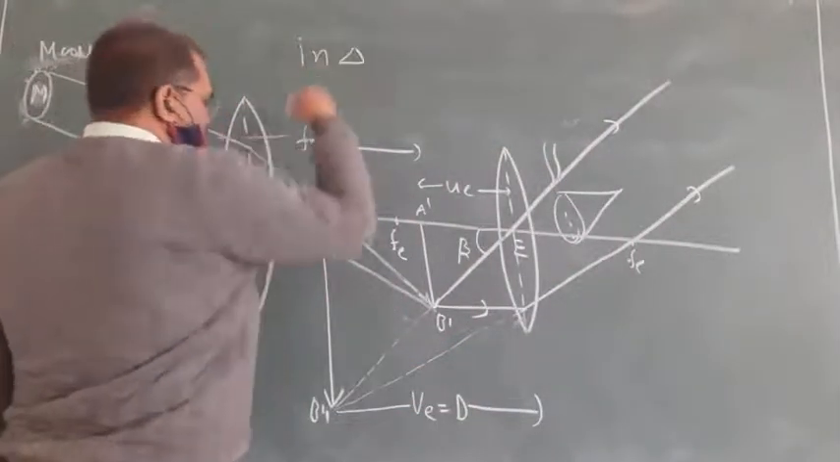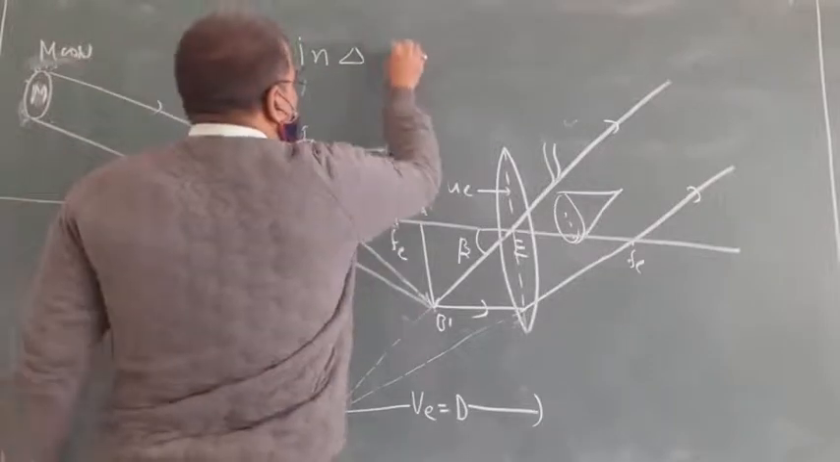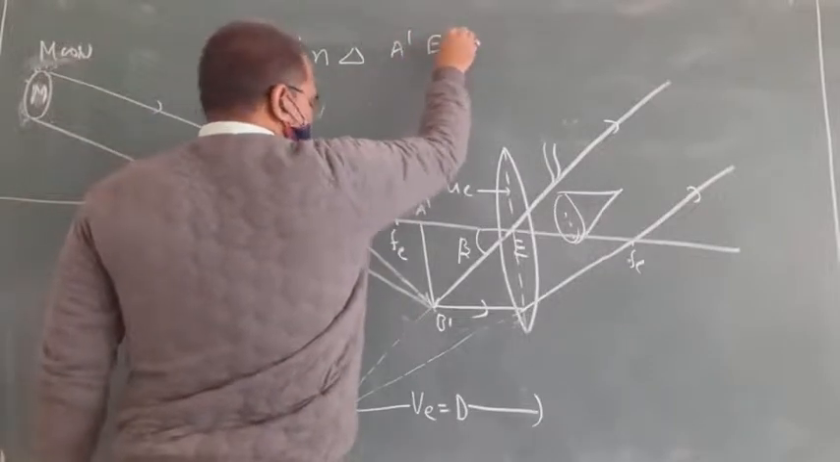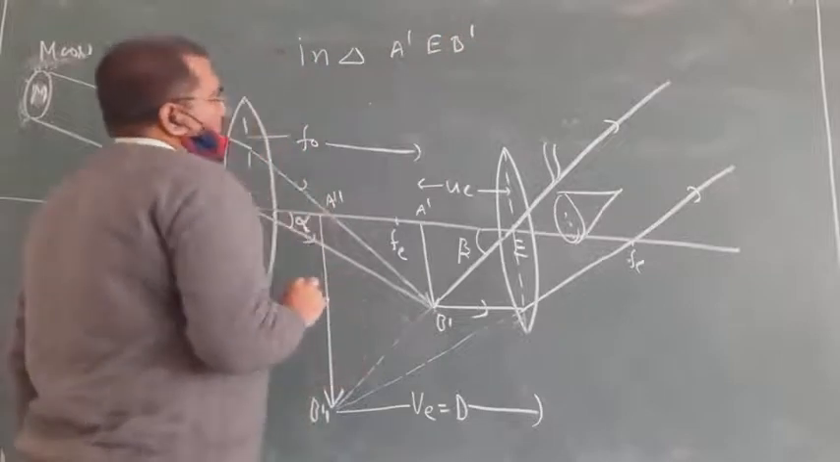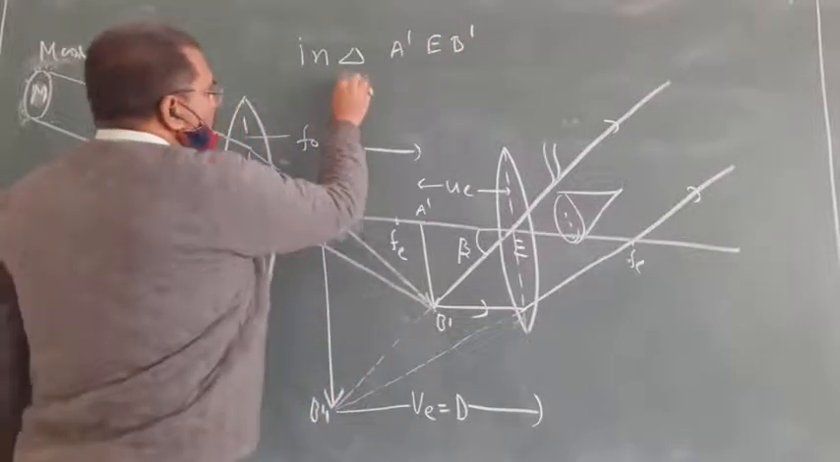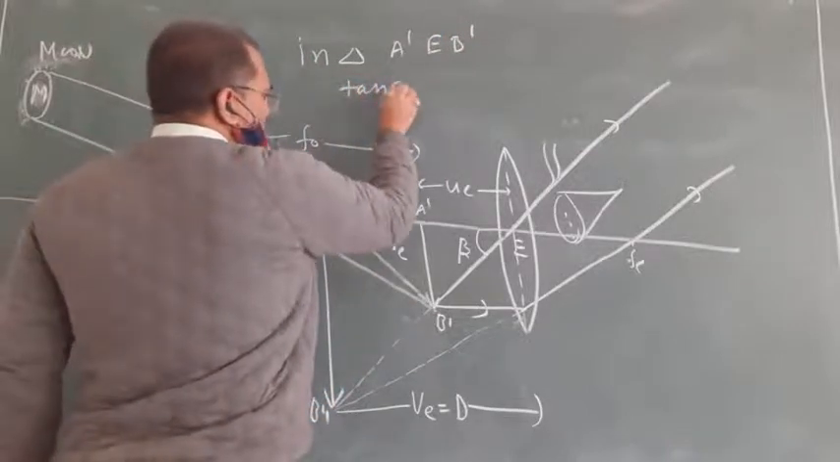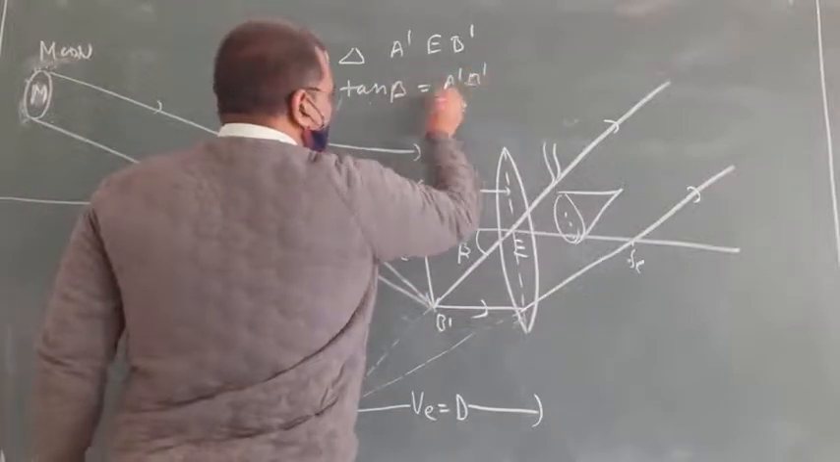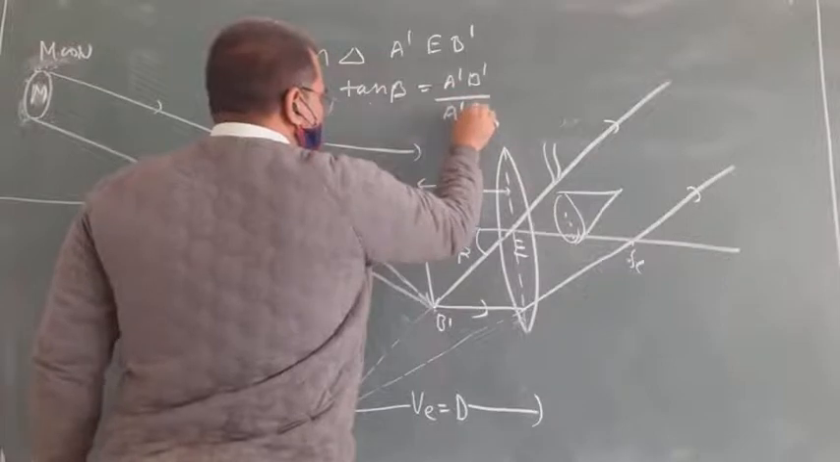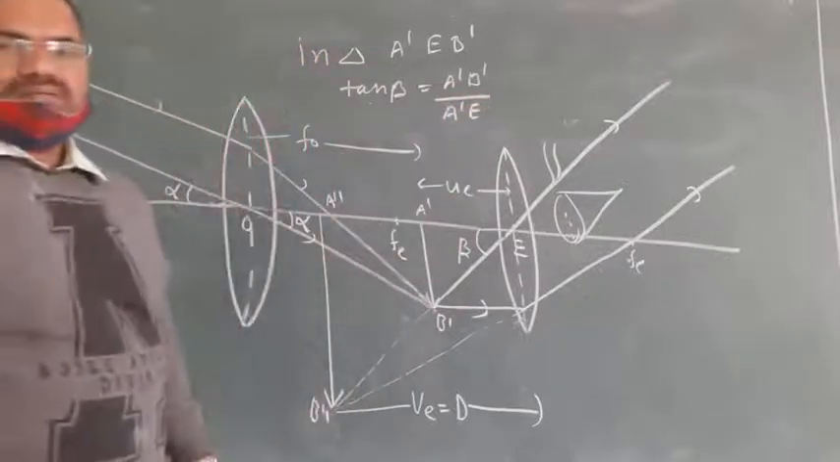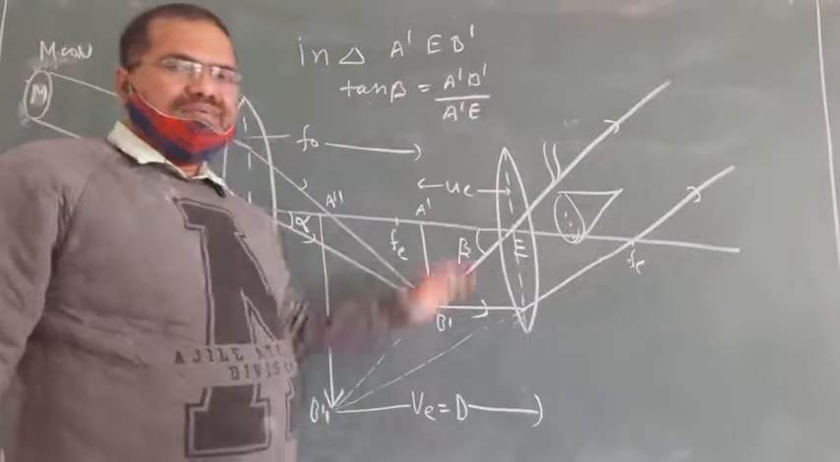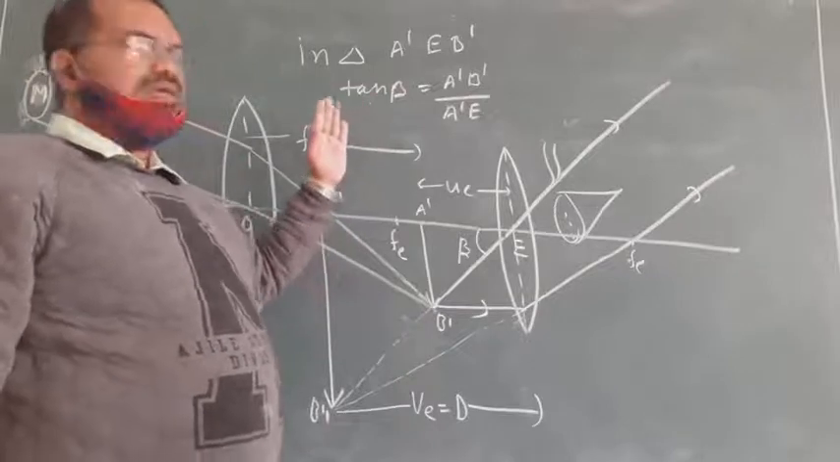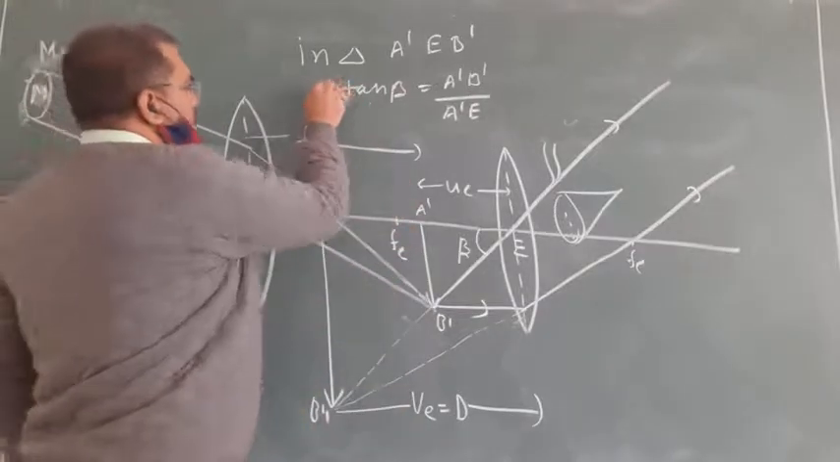In triangle A'E B', tan beta equals A'B' upon A'B. As we know, beta is very small, so you can consider tan beta as beta.